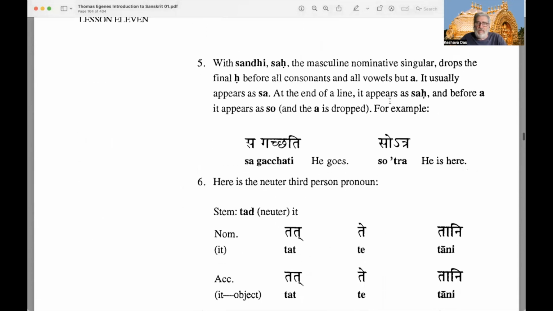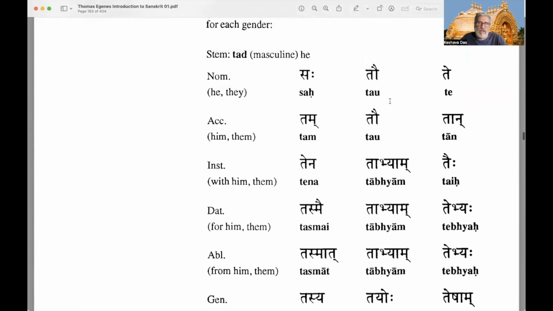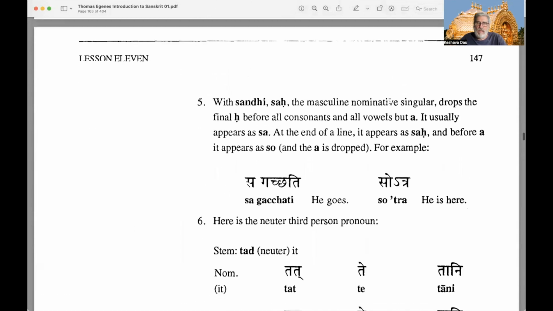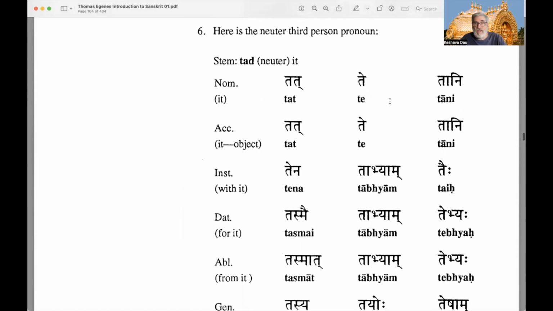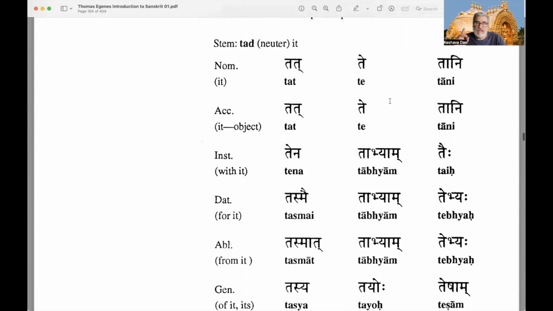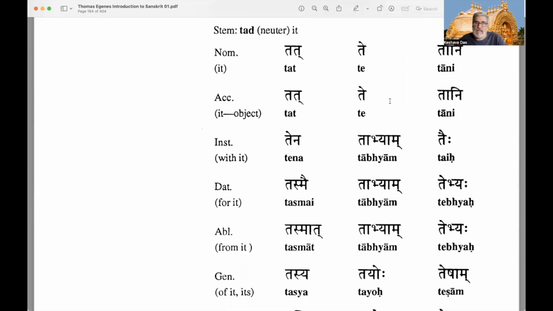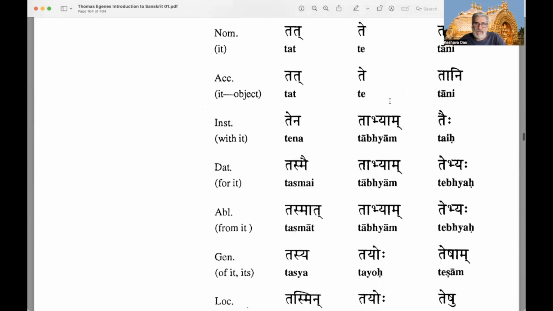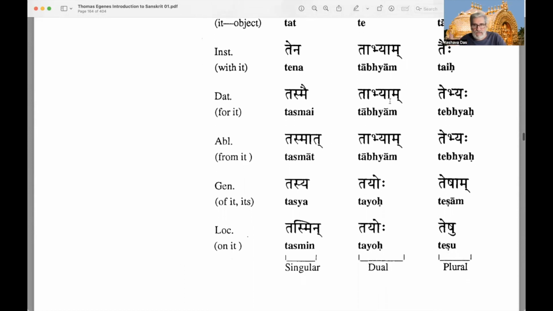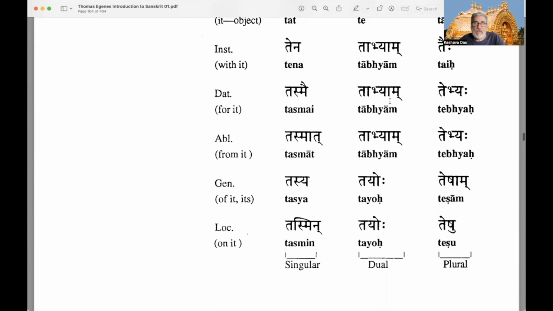But how do we decline it? We don't decline it as sah, tau, te, tam, tau, tan. That is masculine. We're going to decline it a different way. You're going to decline it like we did with patram, patre, patrani. So it's tat, te, tani, tena, tabhyam, taih, tasmai, tabhyam, tebhyah, tasmat, tabhyam, tebhyah, tasya, tayoh, tesham, tasmin, tayoh, teshu. That's how we decline it.